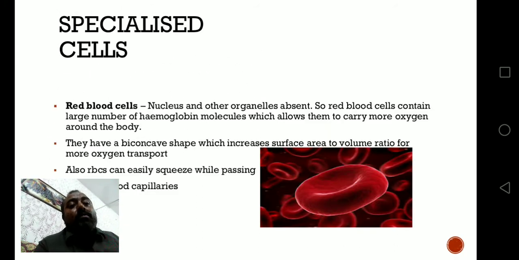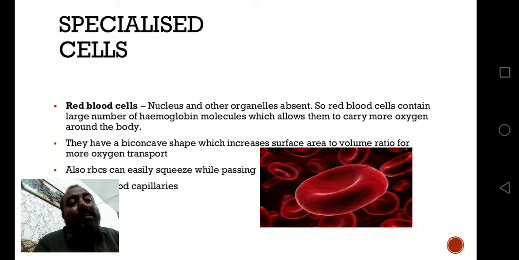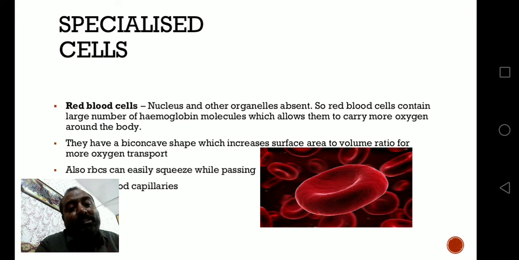So let us see now the next specialized cell or specially adapted cell called as red blood cell. So same practice. First of all, I will tell you the special features or adaptations in this cell, and then I will tell you the advantage of each adaptation. So adaptation number 1, inside red blood cell, nucleus and all other organelles are absent, and you can also see here this thing is written in this slide as a first point, nucleus and other organelles absent. Now what is the purpose of this adaptation?